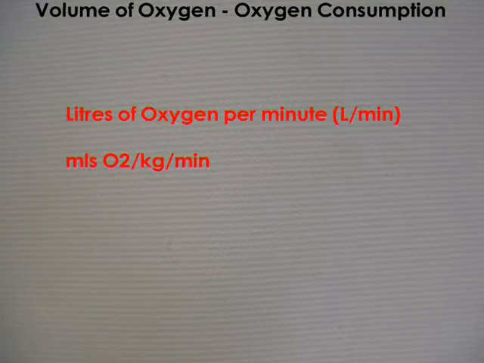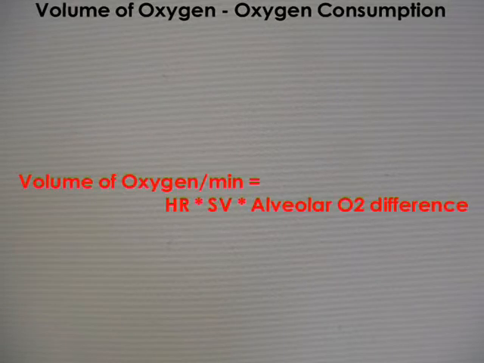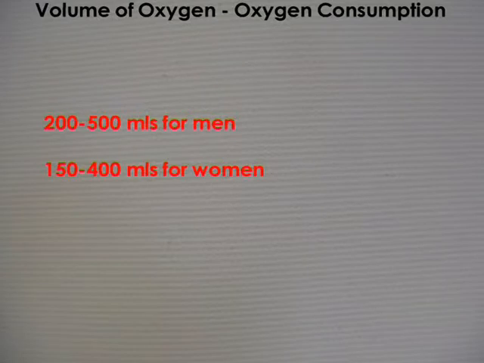Oxygen consumption is dependent on the ability of the heart to pump out blood, the ability of the tissues to extract oxygen from the blood, the ability to ventilate, and the ability of the alveoli to extract oxygen from the air. Volume of oxygen per minute is equal to the heart rate multiplied by the stroke volume multiplied by the alveolar oxygen difference. Resting absolute values for volume of oxygen tend to be around 200 to 500 millilitres per minute in men and 150 to 400 millilitres per minute in women. The approximate resting relative volume of oxygen for all individuals is 3.5 millilitres of oxygen per kilogram of body mass per minute.